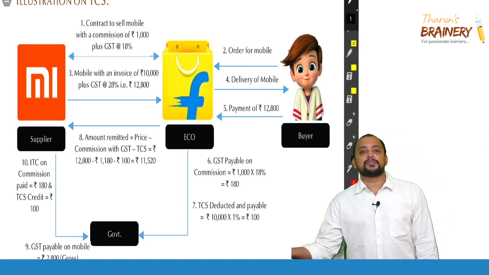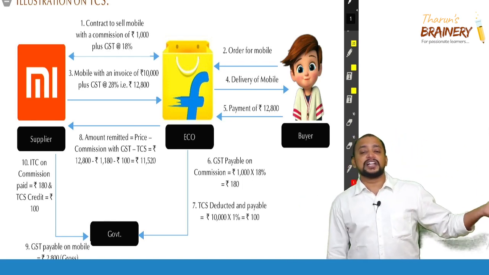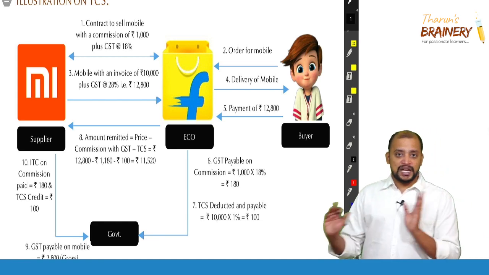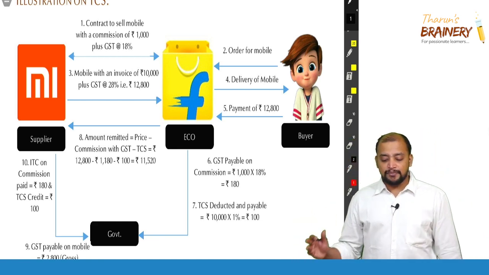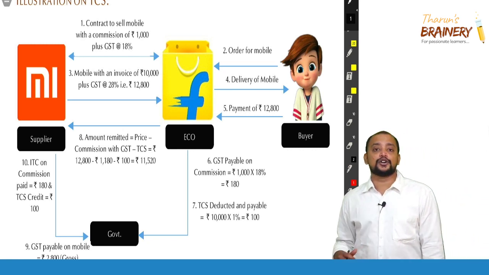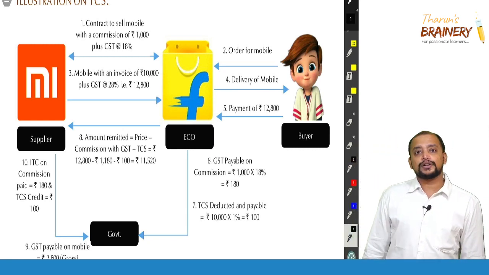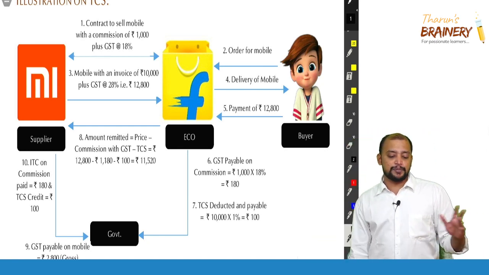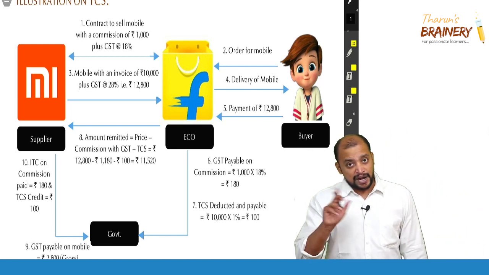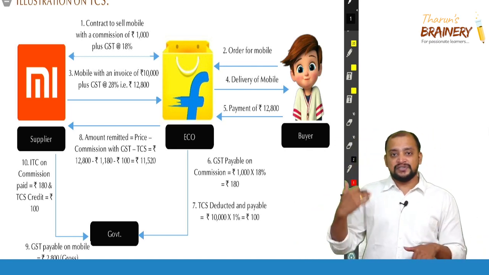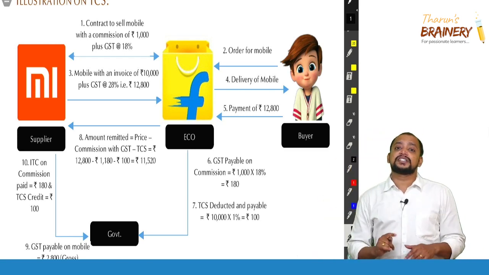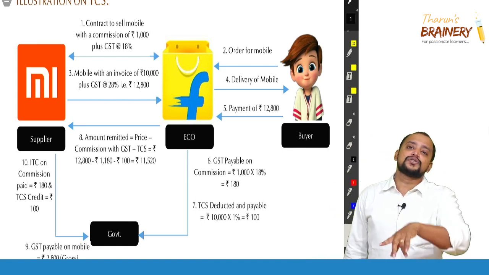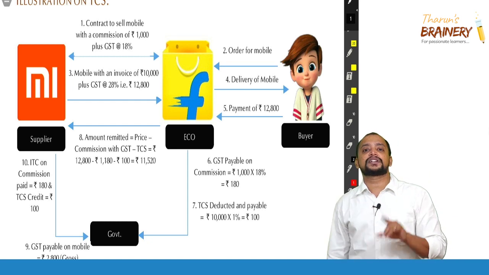And point number 2, the buyer places the order with Flipkart and the supplier delivers the product to Flipkart with invoice. So this product will be delivered by Flipkart to the buyer. Now point number 5, the buyer will be making a payment of 12,800 rupees to the e-commerce operator. Now the e-commerce operator will remit that amount to the supplier, but how much? 12,800 minus 1,180. So their commission part they will deduct, and TCS also they will deduct. How much TCS? 1% on what value? What is the value here? 10,000 or 12,800? Value excludes GST. So that is 10,000. 10,000 into 1%, 100 rupees they will deduct.